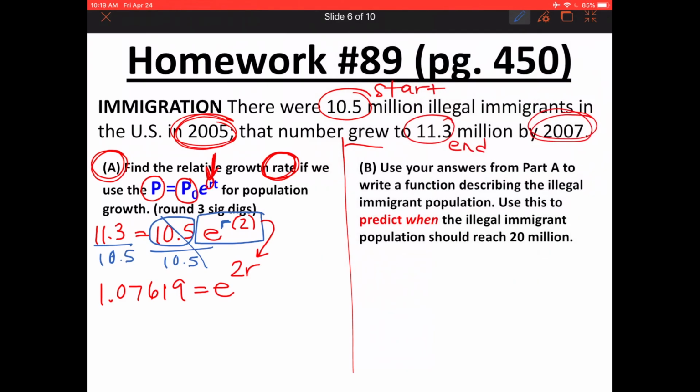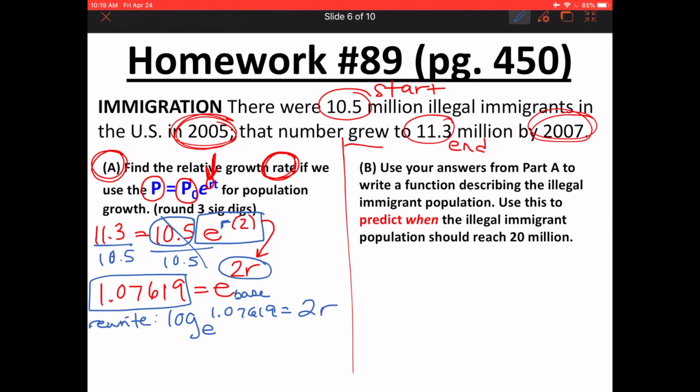Alrighty, now I need to solve for my exponent. So remember, how do we always solve for an exponent? We rewrite this in logarithmic form. So to rewrite this in logarithmic form, I'm going to do log. The base of the exponent becomes the base of my log. The number by itself is what I'm taking the log of. So log base e of 1.07619 equals, and then whatever the exponent is goes over here by itself. So now I have logarithmic form, okay?